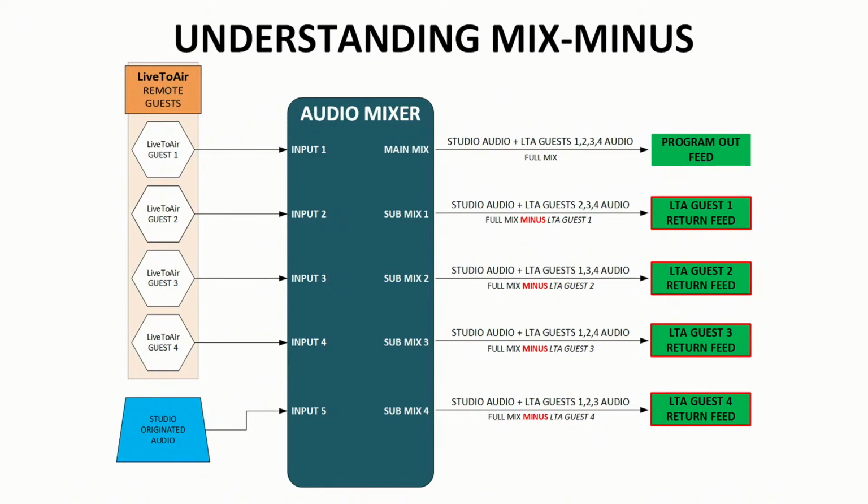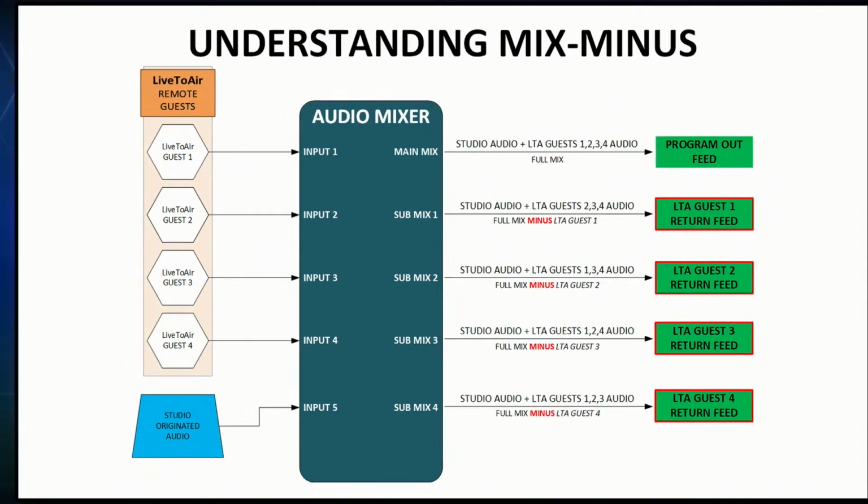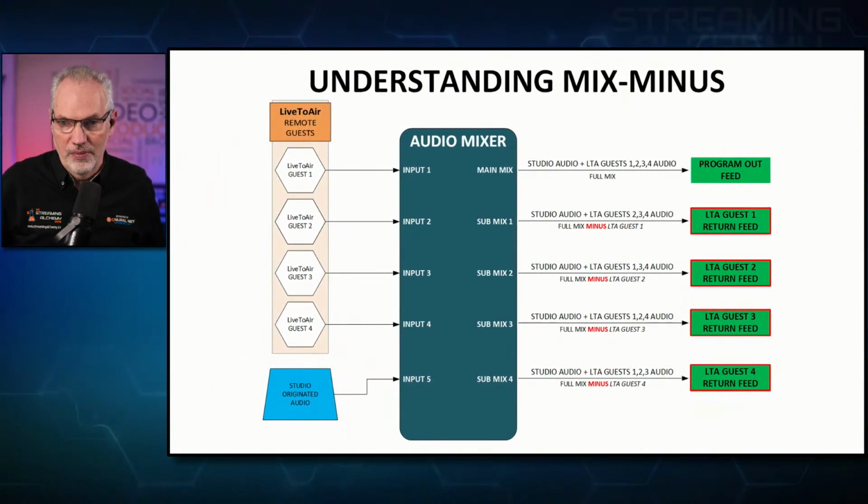So let's think about what we'd have to do to create mixes for these people. So the first group that we're creating a mix for is our audience. So that's really our main mix. And so when you set up a mixer, you usually will route all the audio sources that you want the audience, your viewers, to hear, out to your main mix. And that's exactly what we're doing here in this case. We're sending the studio audio that's coming in, plus the audio from all 4 LiveToAir guests.